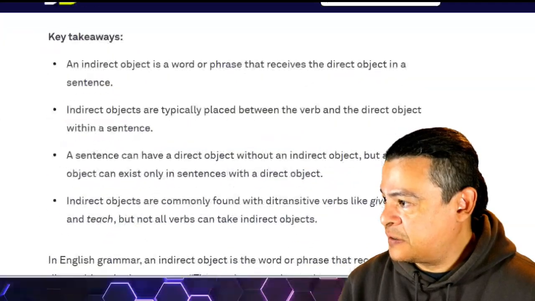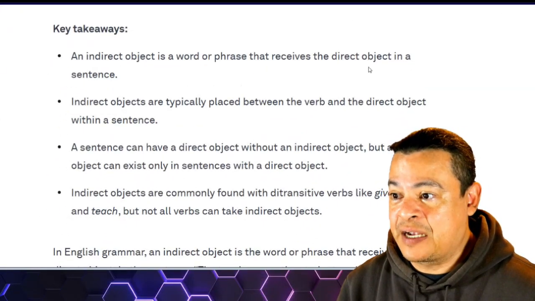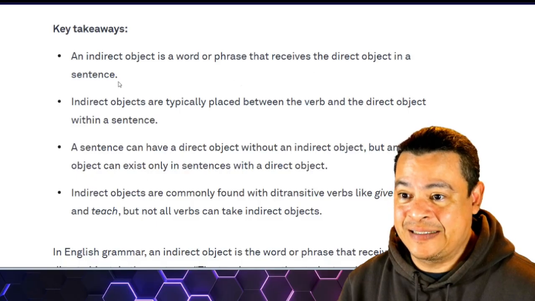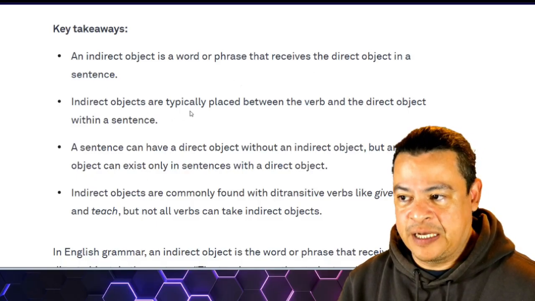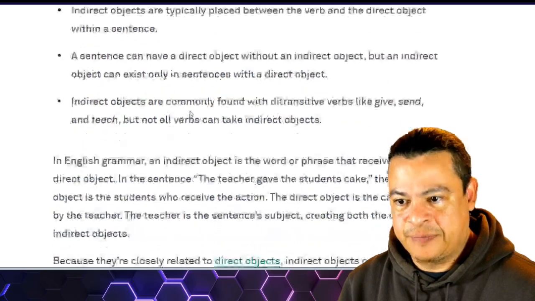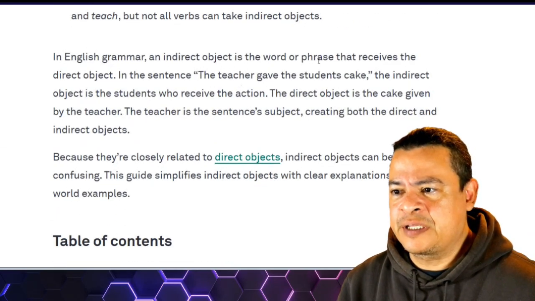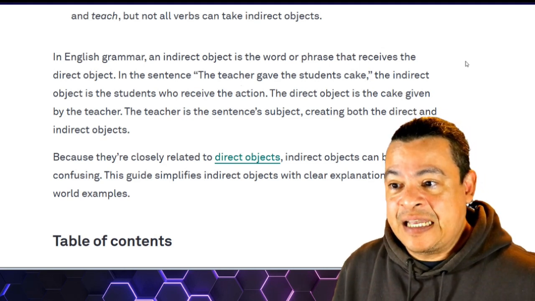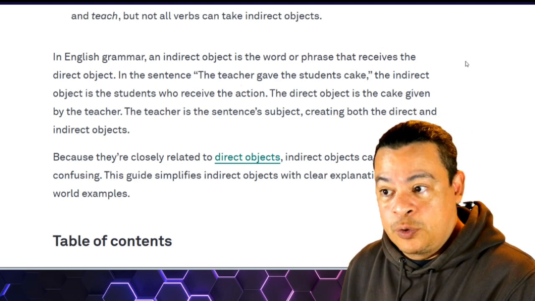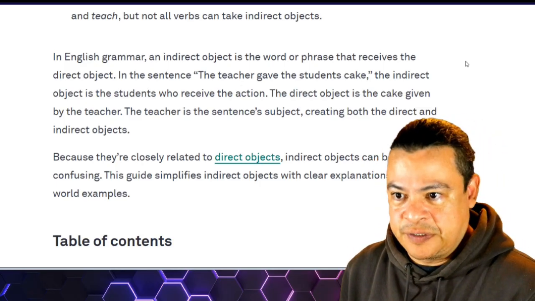Let me fix it here. It's a word or phrase that receives the direct object in a sentence. Indirect objects are typically placed between the verb and the direct object within a sentence. But what is that? It says in English grammar, an indirect object is the word or phrase that receives the direct object. In the sentence, the teacher gave the students cake, the indirect object is the students.